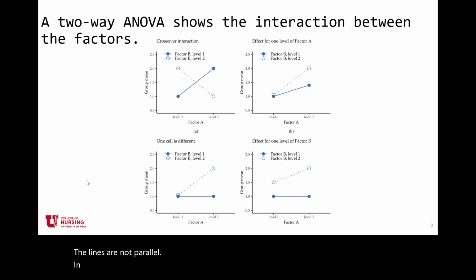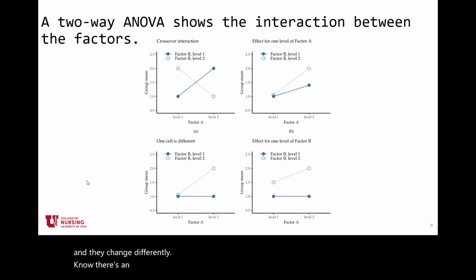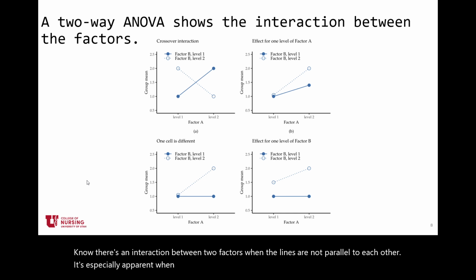In the bottom left corner, one level of factor B increases while the other stays the same. In the bottom right corner, there's a difference in value between the two levels of factor B, and they change differently. You know there's an interaction between two factors when the lines are not parallel to each other. It's especially apparent when the lines cross each other.